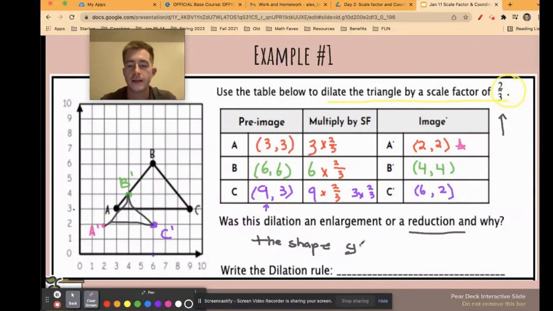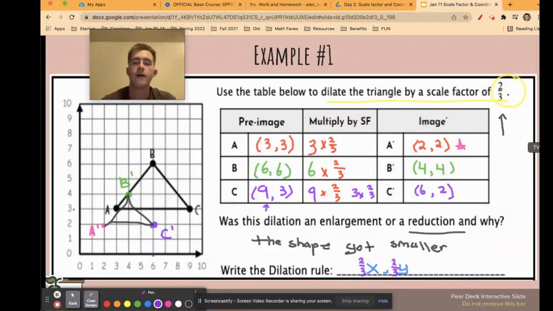Now, as far as writing the dilation rule, all we got to do is write out what we did here. All we did is multiply x and y. So I'm going to write x and y like this. All I did was multiply times 2/3. So I'm going to put 2/3 right next to x, like this, and right next to y. And boom, there you have it.